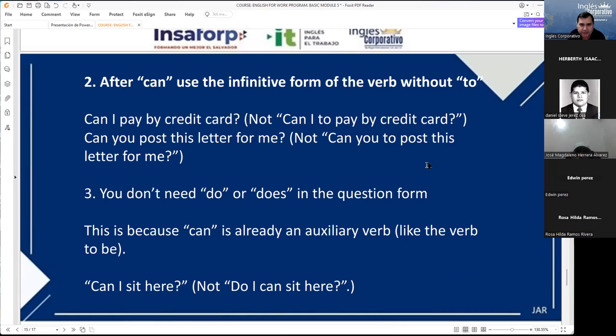Okay, what do you say? After can, do we use the infinitive form with to? I mean, not right, but without to, sin el to. Can I pay by credit card? No. You say this is not like, can I to pay? Can I pay? Can you post this letter for me? Not can you to post.